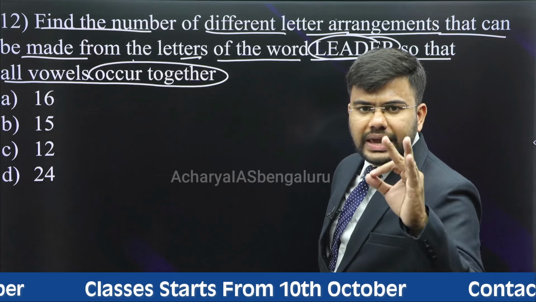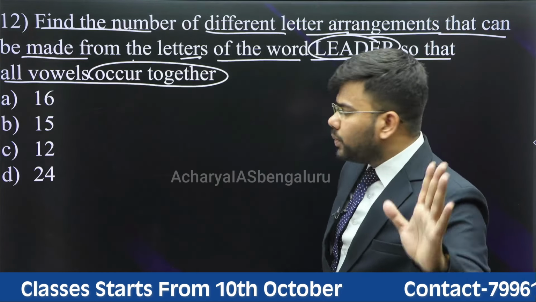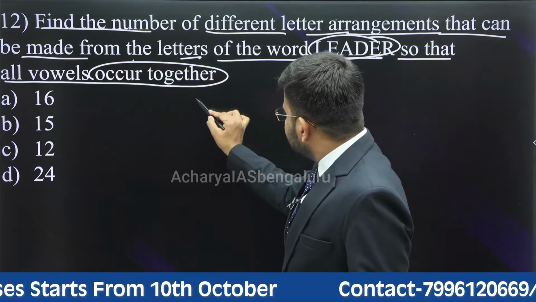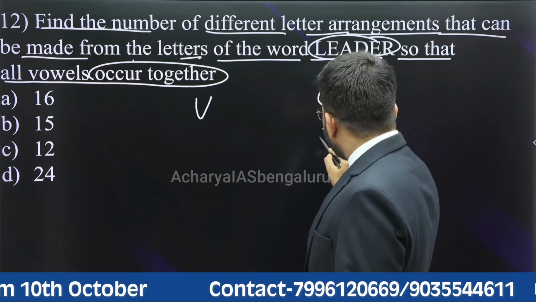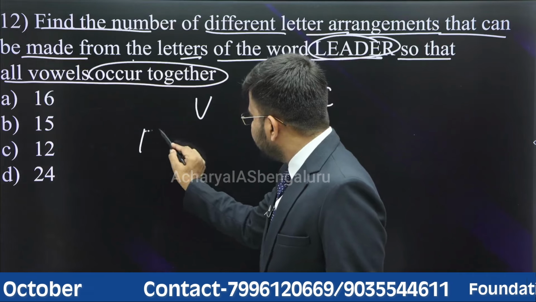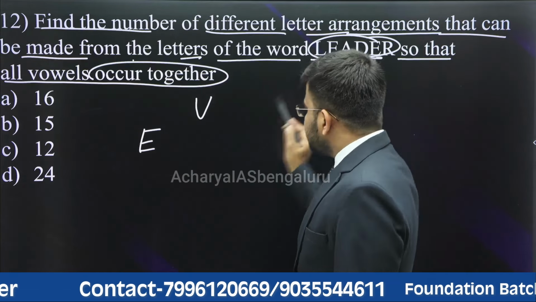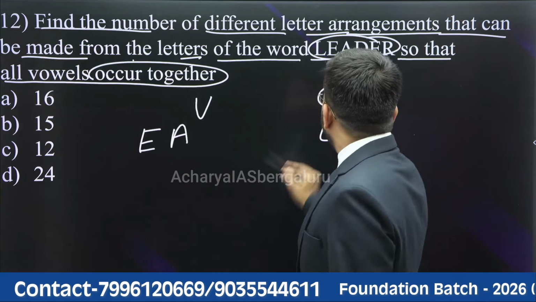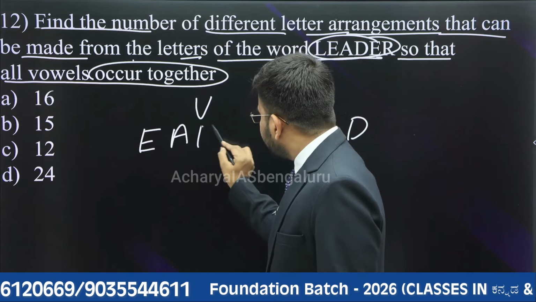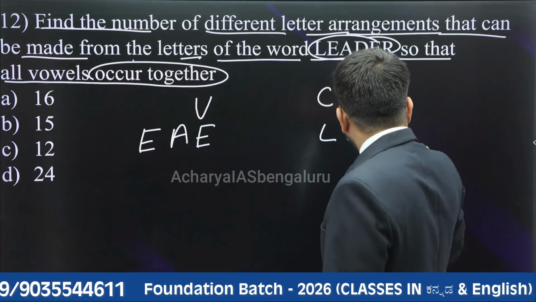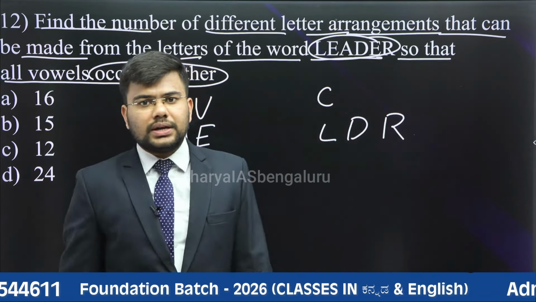Which are the vowels? A, E, I, O, U. These are vowels. So I will write vowels this side, consonants the other side. L is not a vowel, I will write it as a consonant. E is a vowel, so here I will write E. A is a vowel, I will write A. D is not a vowel, hence I will write D here. E is a vowel, I will write E here. R is not a vowel, I will write it as a consonant on the other side.